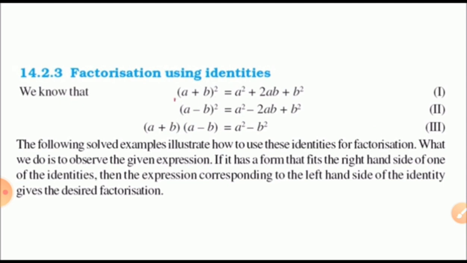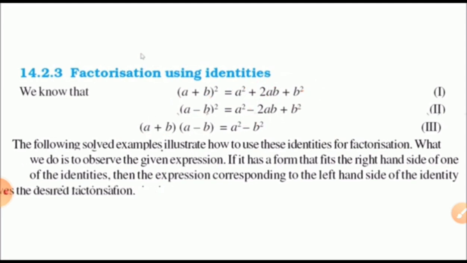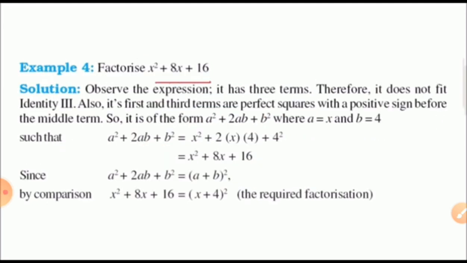14.2.3 Factorizations using identities. We have three identities: a plus b whole square is equal to a square plus 2ab plus b square; a minus b whole square is a square minus 2ab plus b square; a plus b into a minus b gives you a square minus b square. Yes, example number 4: x square plus 8x plus 16. Now you have three terms, a trinomial, you can say a square, b square and 2ab. In this format you have to use it.